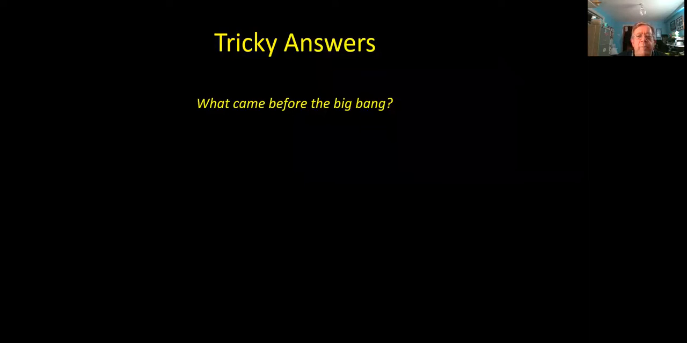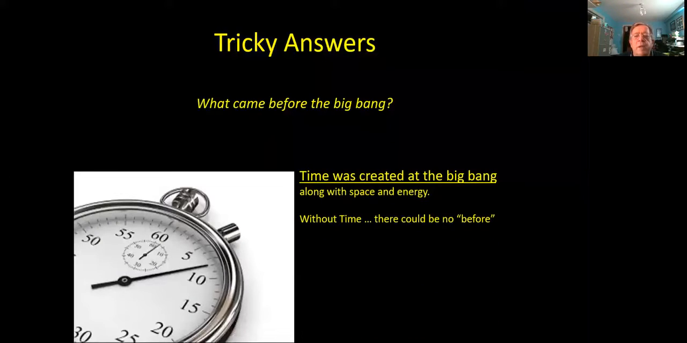So what came before the Big Bang? Well, my tricky answer to this one is that time itself was created at the Big Bang along with space and energy. And so without time, there could be no before. There is no sense in which there was an earlier time.